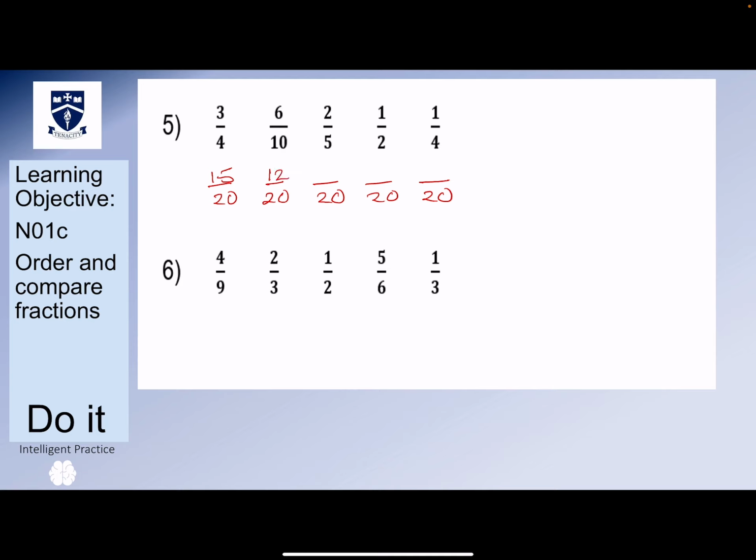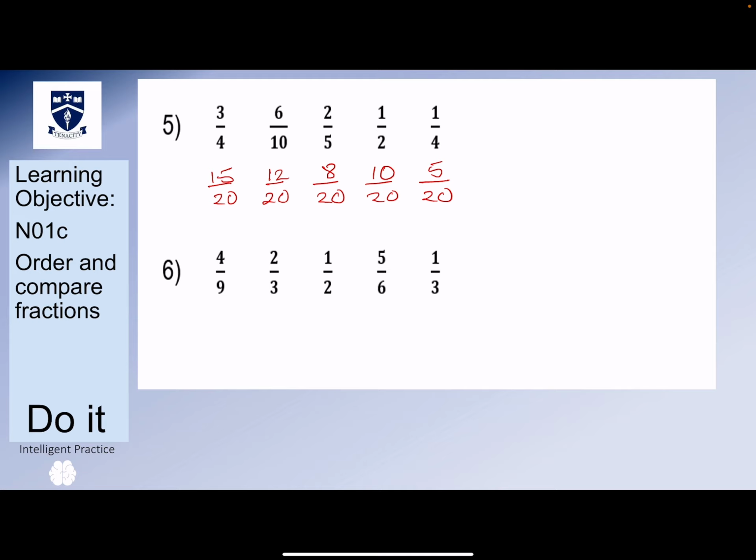I need to get from 5 to 20. From 5 to 20 we are timesing by 4. When I times by 4 I get 8, so 2 times 4 is 8. A half in 20ths, well I'm timesing by 10, so it is 10/20ths. And then finally, if I've got a quarter in 20ths, to get from 4 to 20 I'm timesing by 5, so I have 5/20ths.